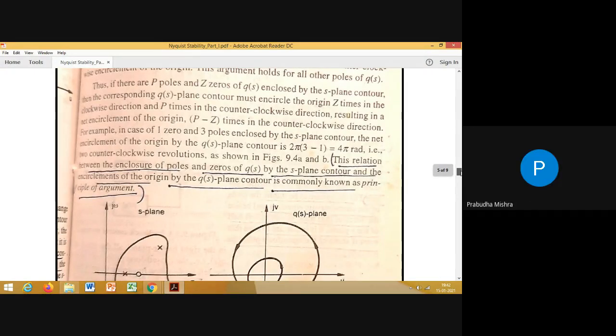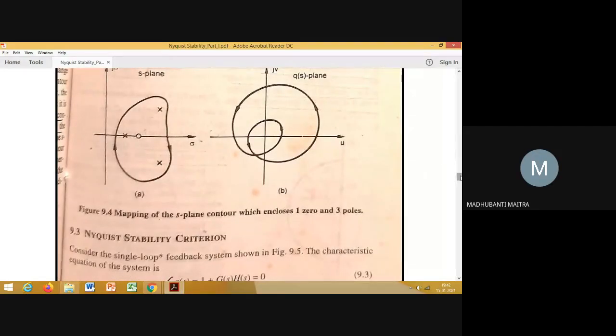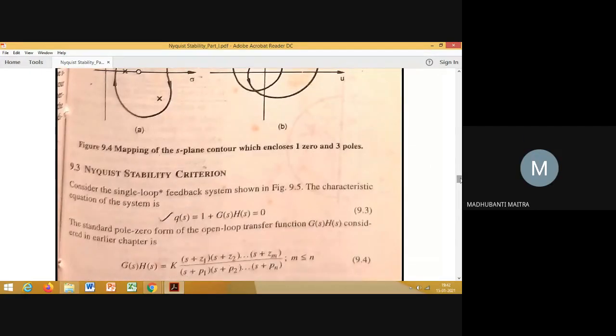Yes, ma'am. So now we'll apply this principle of argument for ascertaining the stability of a system, and that particular stability criterion is known as the Nyquist stability criterion. So this Q(s) is indeed the characteristic equation of a given system. It's clear that it's a characteristic equation as it's given by 1 plus G(s)H(s) equal to 0, and G(s)H(s) is the open loop transfer function.